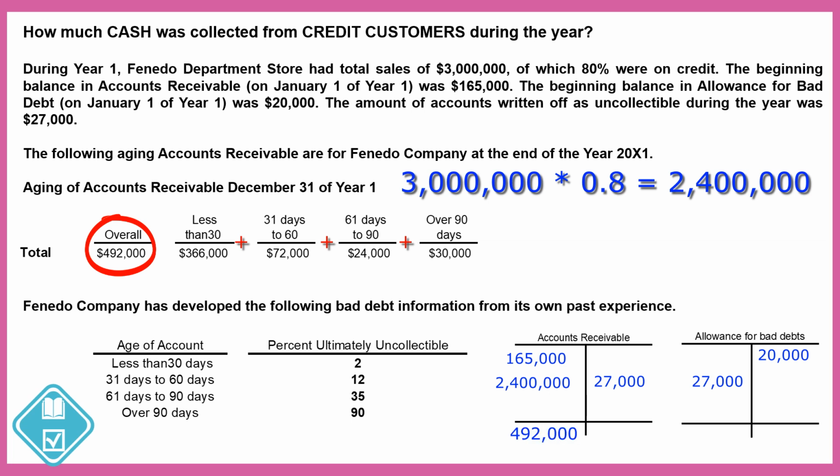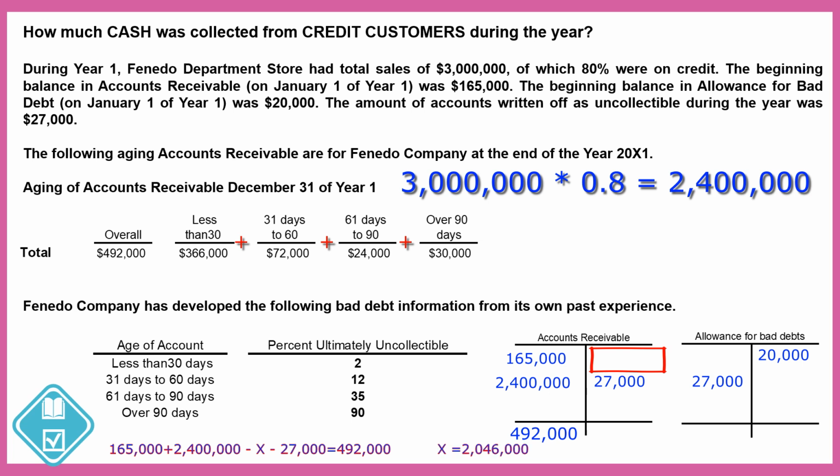So the only thing they're not giving me right here is the cash collections, which is what this problem is asking for. And I can do that by adding everything on the left and subtracting everything on the right because it's an asset account. So I'll just take $165,000 plus the 2.4 million minus X, which is what we're looking for, the cash collection, minus 27,000. And that's equal to the ending balance, which is $492,000. And so I can go ahead and do the algebra there. When I do the algebra, I'll solve for X, which is 2,046,000. And that is the cash that was actually collected.